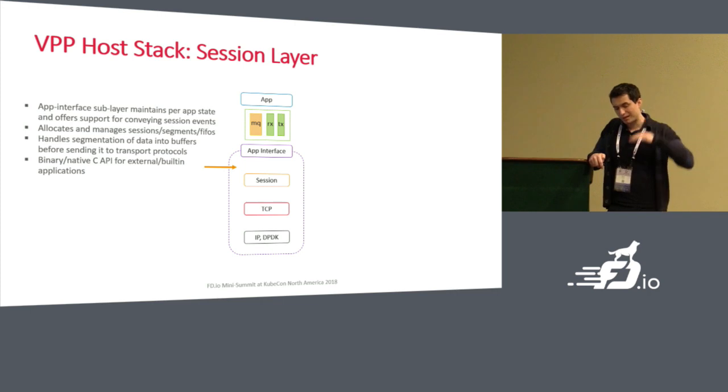So now, focusing on these components. First up, focusing on the north part of this, we have the app interface sublayer of the session layer. This one is responsible for storing information regarding the app. These are things like where the app can be found over VPP's binary API, information concerning the shared memory that has been allocated for it, how many workers, the type of service that is requested from VPP, and so on and so forth.